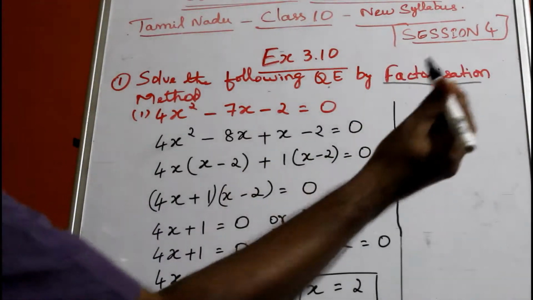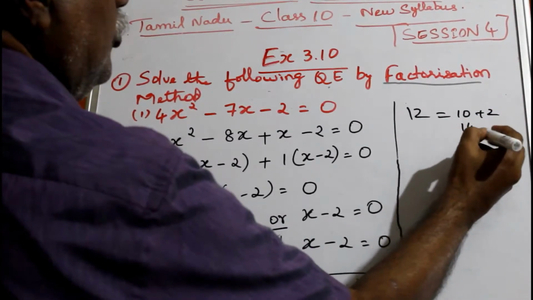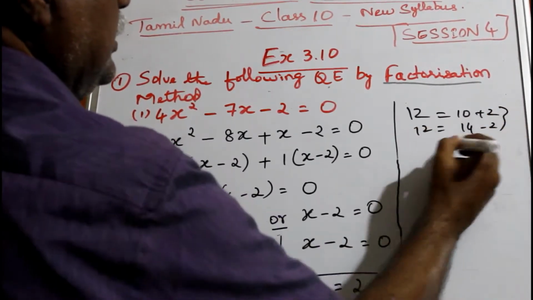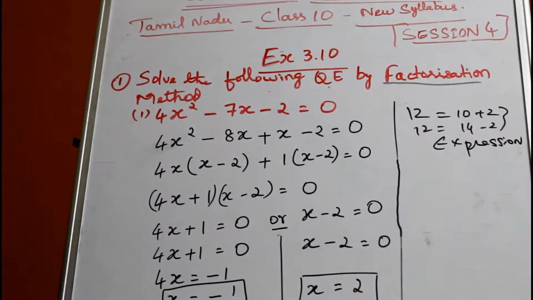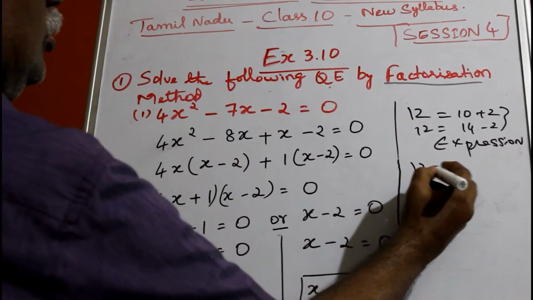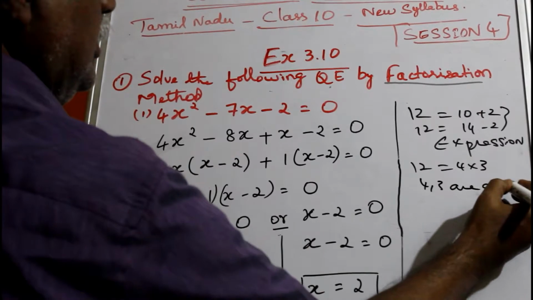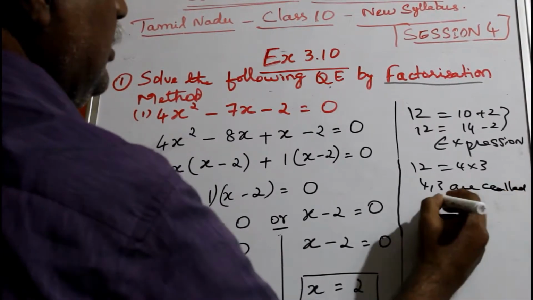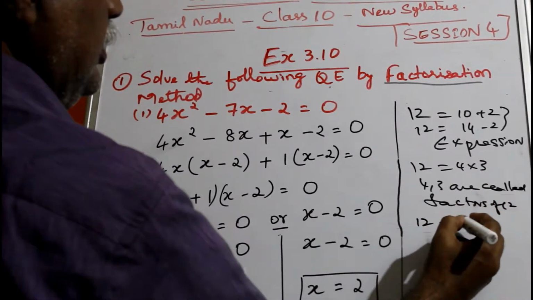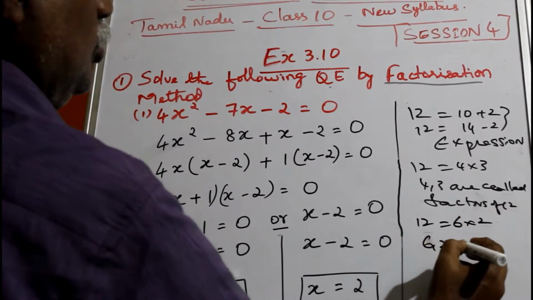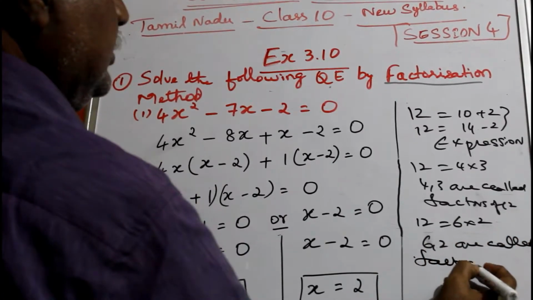Now, what is meant by factorization is, look here, if there's a number 12, 10 plus 2 is called 12, 14 minus 2 is called what? 12. These are called expressions, plus or minus is called an expression. The same 12 you can write as 4 into 3. 4 and 3 are called factors of 12. Similarly, 12 you can write as 6 into 2. 6 and 2 are called factors of 12.